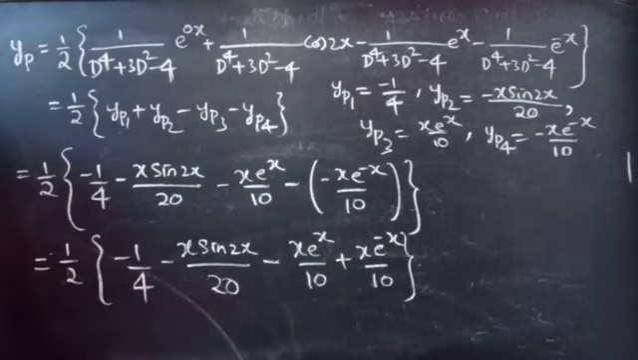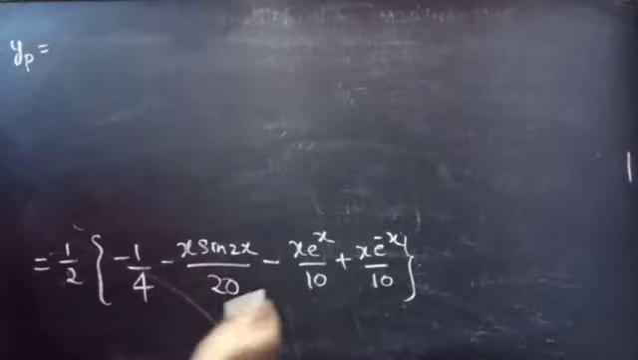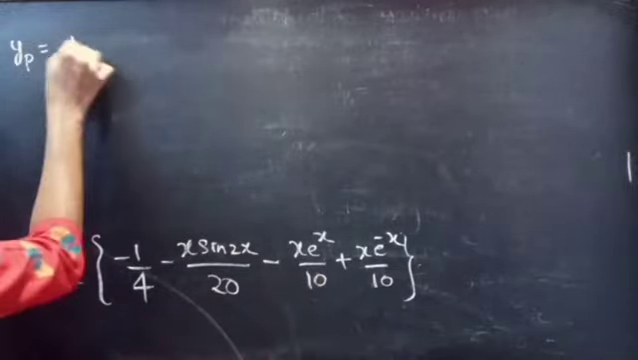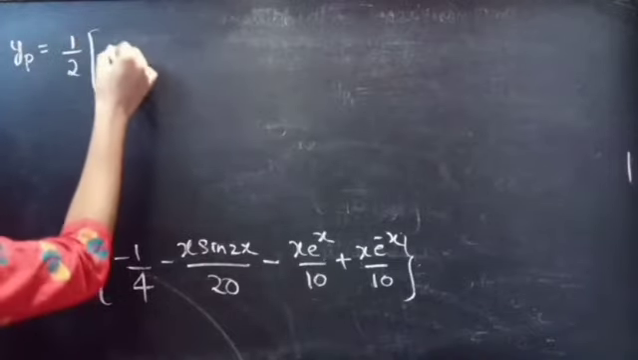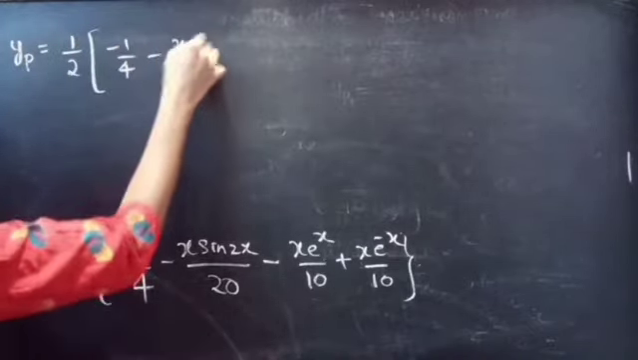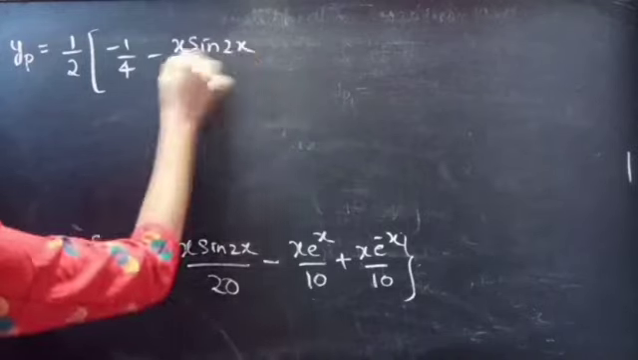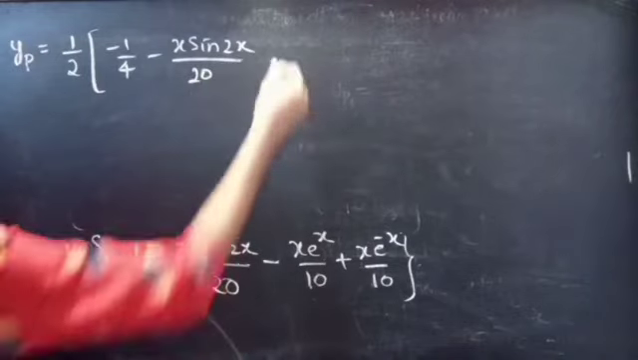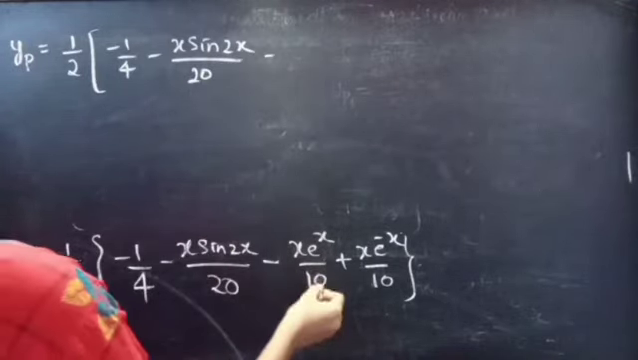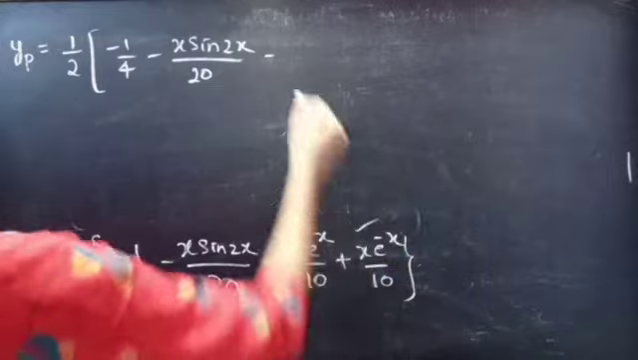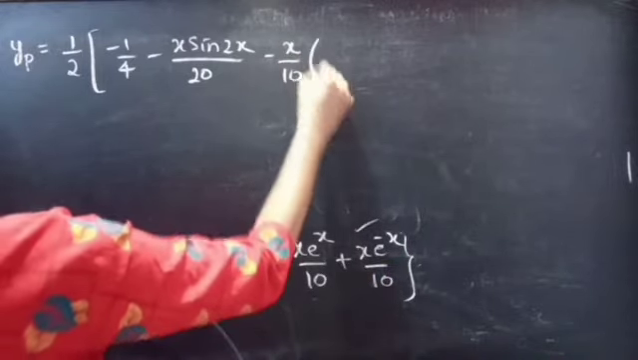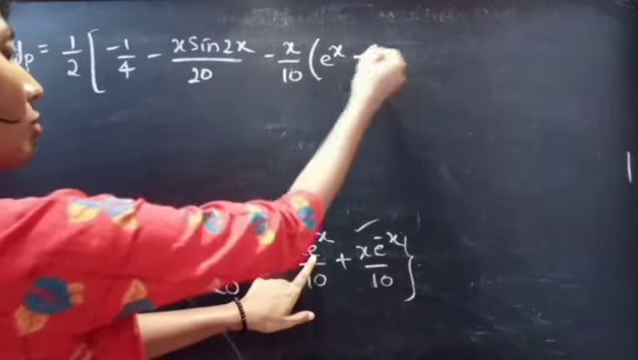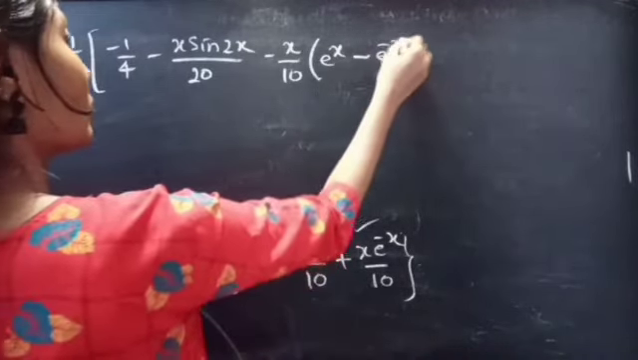So, from the last two terms, let's take minus x by 10 common. We'll get 1 by 2 into minus 1 by 4 minus x sin 2x by 20, minus, take minus x by 10 common from these two terms. Then we'll get minus x by 10 into e power x minus e power minus x.